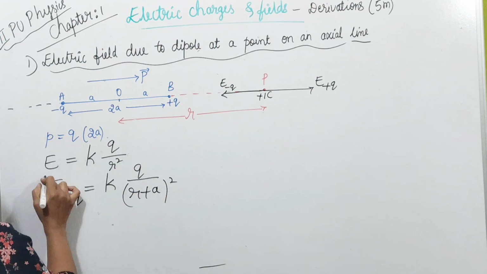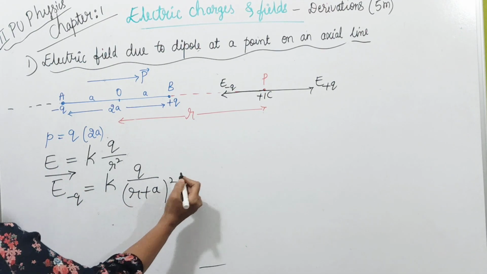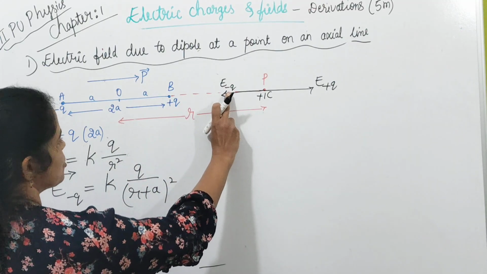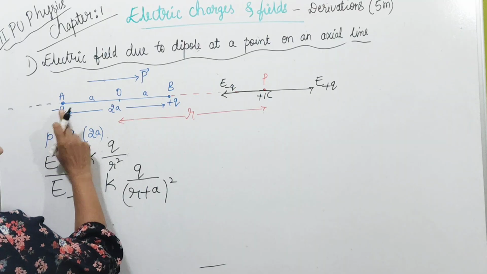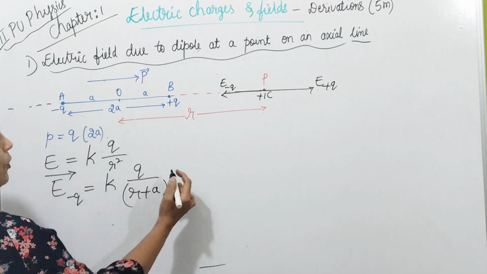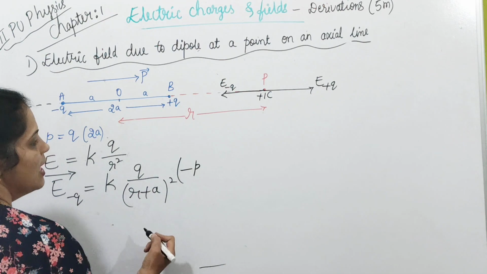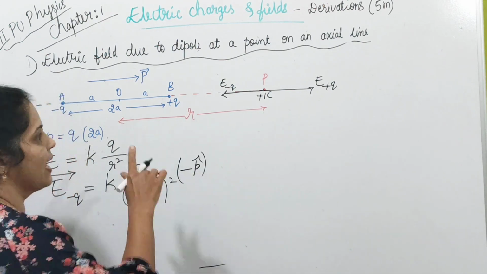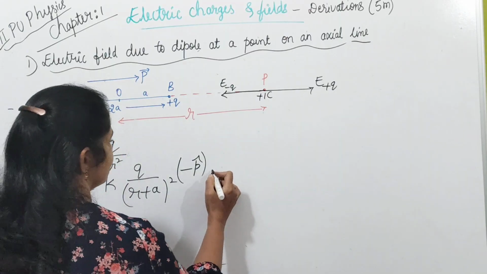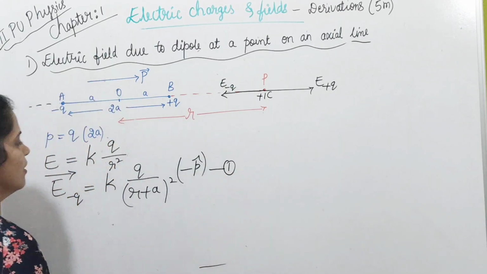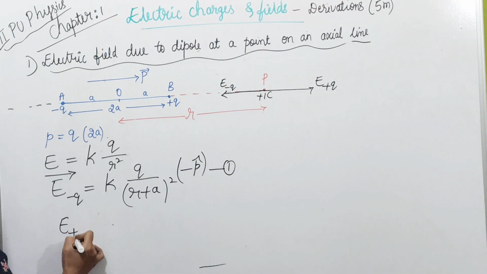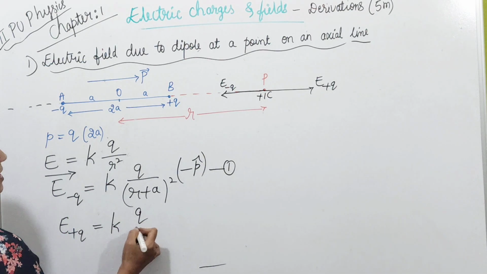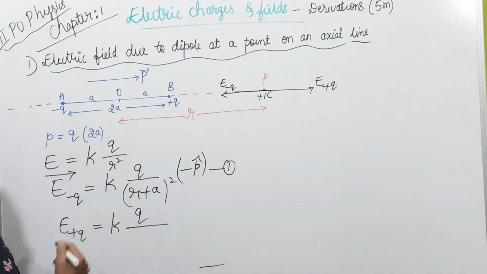And what is the direction? Now let us write in vector form, magnitude followed by direction. See here, you are observing that E minus Q is acting towards the negative charge. That means it is opposite to the direction of dipole moment. So that's why let us write it as minus p cap, where p cap is a unit vector which shows the direction of vector p. Now E plus Q is the electric field due to positive charge. Once again it is constant K. Source is Q only, plus Q. So just write it as Q.